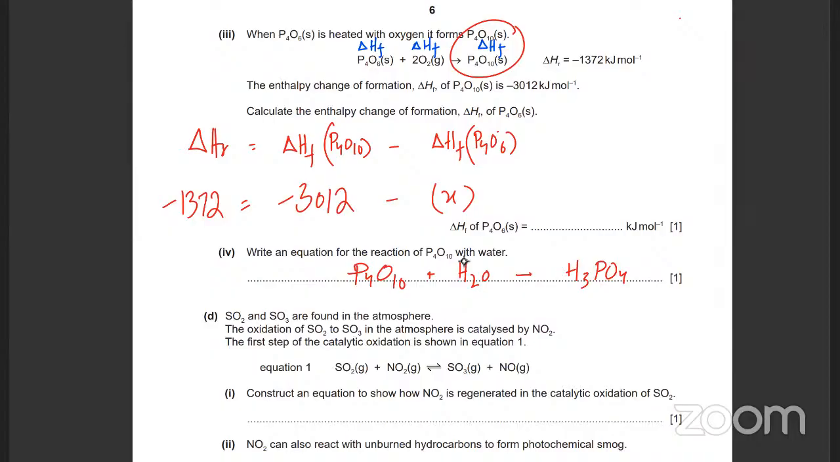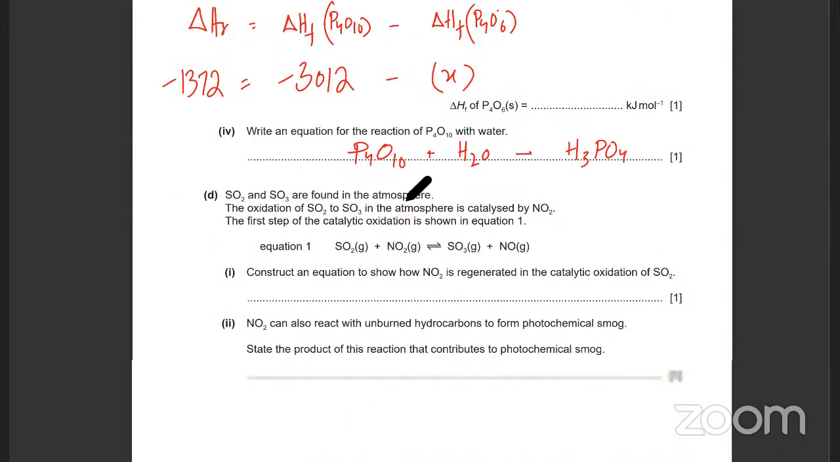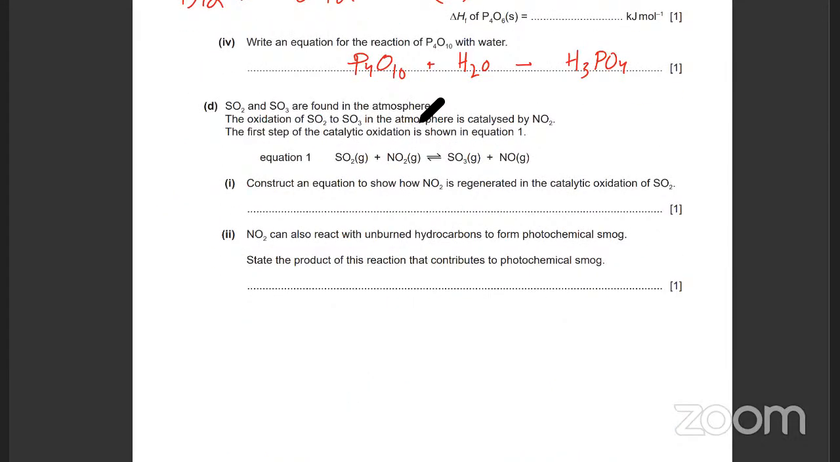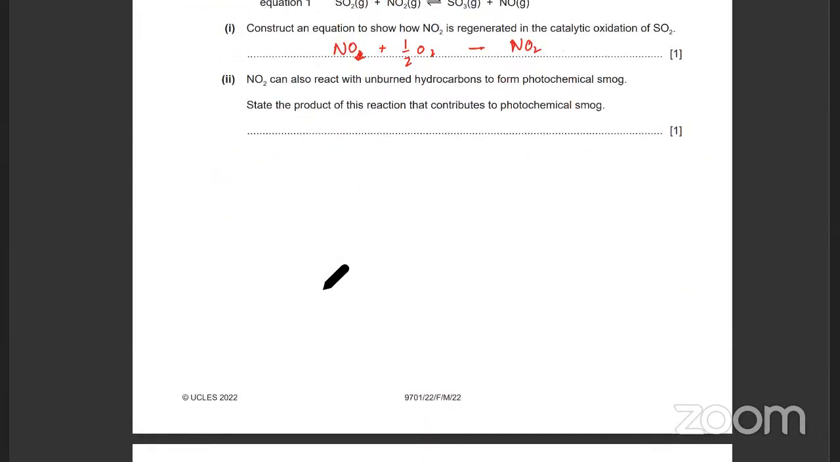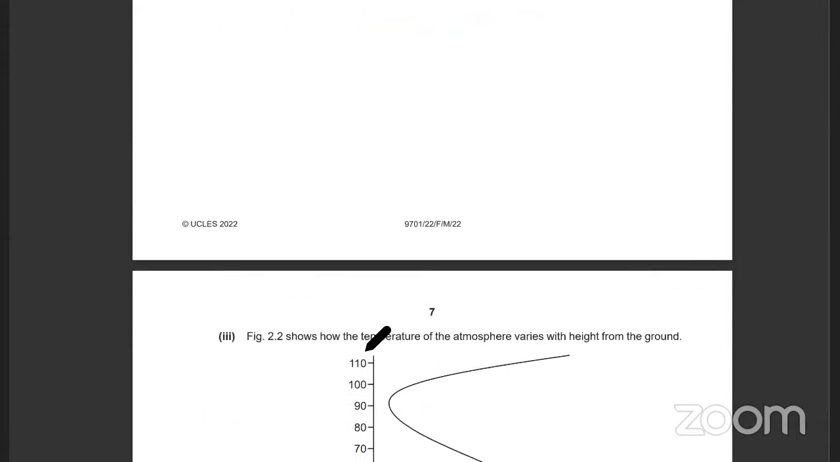The next one is SO2 and SO3 are found in the atmosphere, and that's the one. Construct the equation to show how NO2 is regenerated in this reaction. So how is NO2 regenerated? What does it react with? This is the one. So half oxygen, it forms NO, sorry. It ends up forming NO2 back again. State the product of the reaction that contributes to PN, right? So that's PN that we did already.